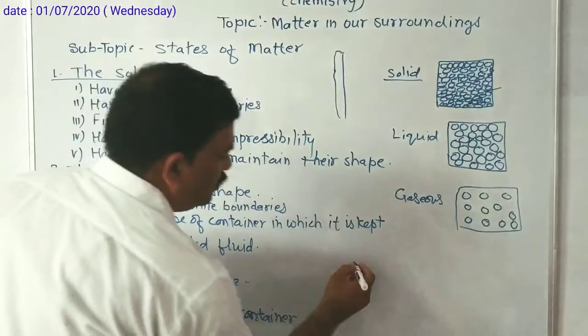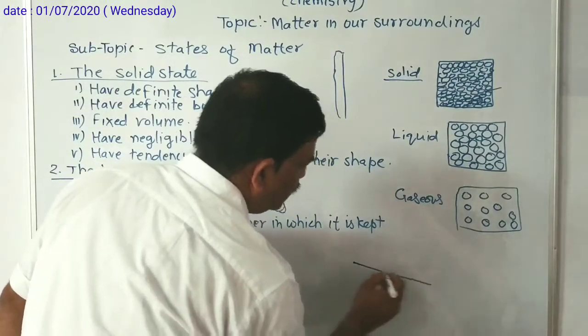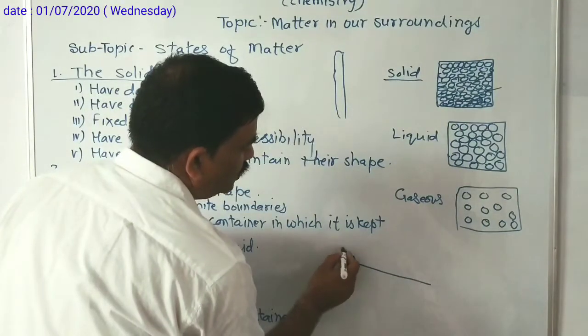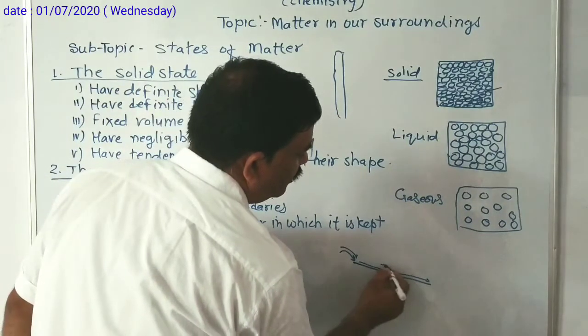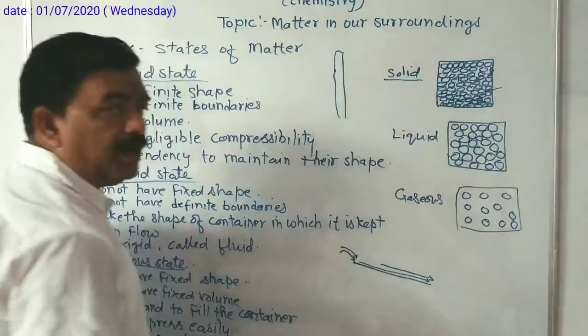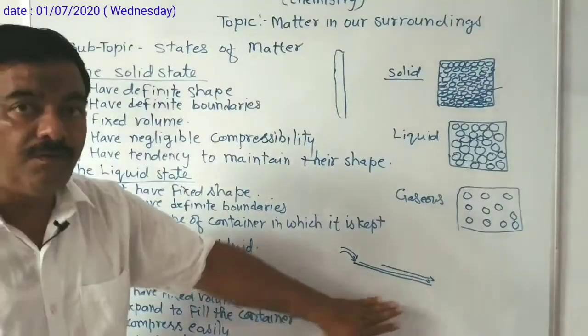Suppose that this is the higher region, this is the lower region. If you pour water here, what will happen? It will start to flow here. It means it can easily flow.